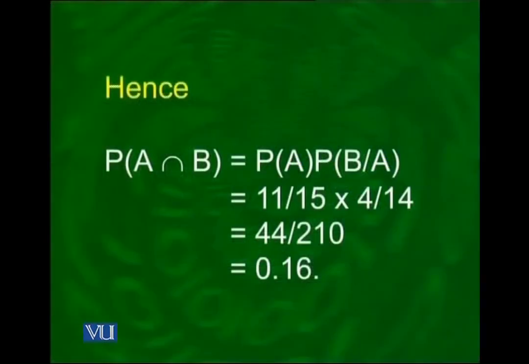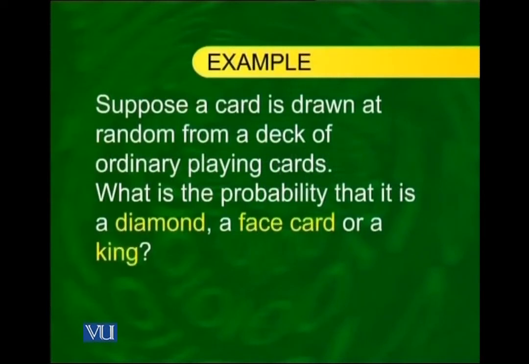So, according to the multiplication theorem of probability, probability of A intersection B is equal to probability of A into probability of B given A, and that is equal to 11 over 15 into 4 by 14. And it comes out to be 0.16. Let us now consider an example which illustrates the application of the addition theorem in conjunction with the multiplication theorem of probability.